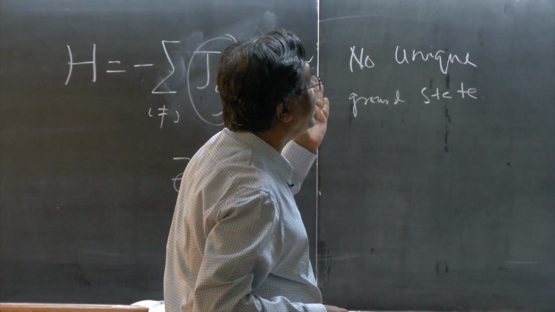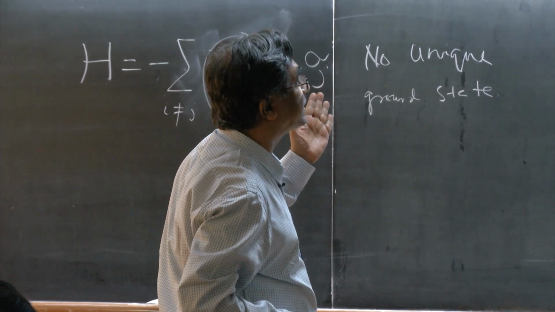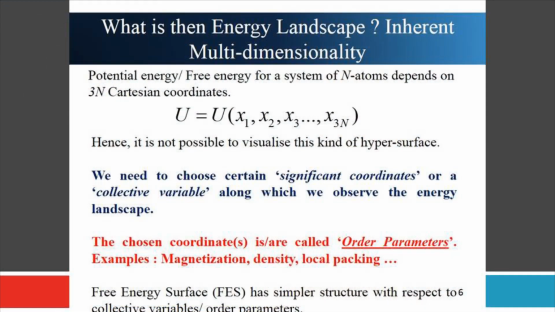Now, many times details are not important, but certain significant coordinates I can group together in certain ways, and I can evolve a significant coordinate, which we will do now. Some of these are called order parameters. The significant coordinate, which is a combination of my coordinates, can be called an order parameter. It is a very important term in phase transitions, like magnetization, density, local packing. These are my order parameters.